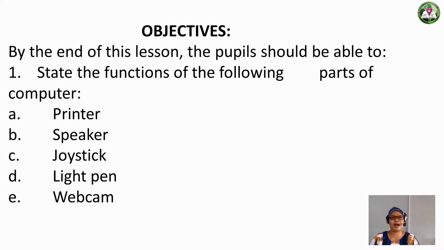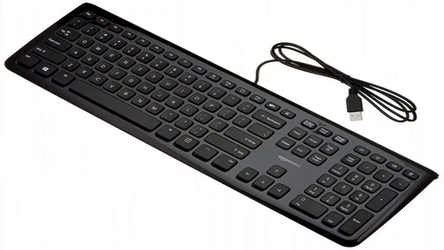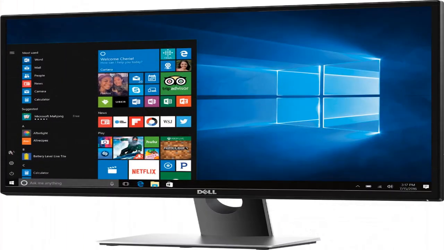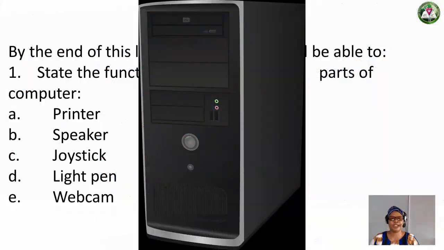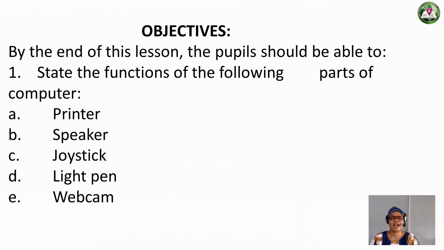Children, remember that in our previous lesson, you were taught the 4 major parts of a computer, such as the mouse, keyboard, monitor, and system unit. And we also explained the functions of the 4 major parts of a computer. Today, we are looking at other parts of a computer too: the printer, speaker, joystick, light pen, and webcam.